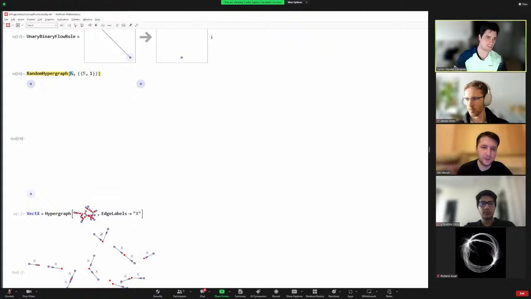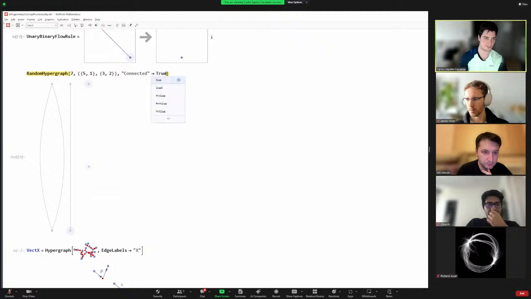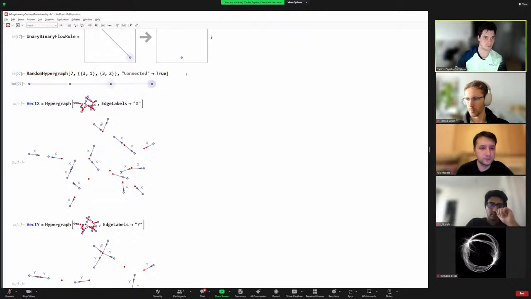It's vertices and then edge specification per arity. Like if I said I want, say, 3 binary ones, then it gives me that. And I think if I say connected true, it might explode because there are not enough binary ones. But if I just say 3, it doesn't like it. Oh, no, it does.